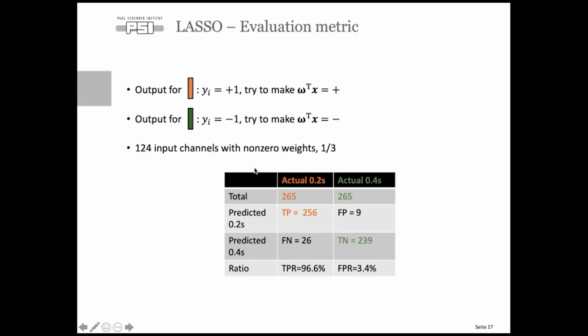With the Lasso model, we achieve in the end 124 input channels with non-zero weights. So we are left with only one third of the whole channels we had in the beginning. This is the confusion matrix of our Lasso model, and you can see that it performs very well. So we can successfully say that there is a really significant difference between the data 0.2 seconds before the interlock and the data 0.4 seconds before the interlock.